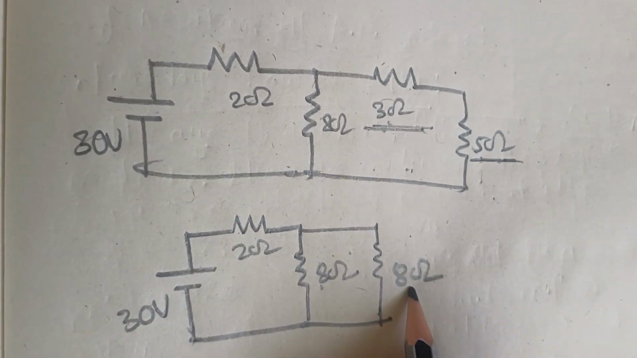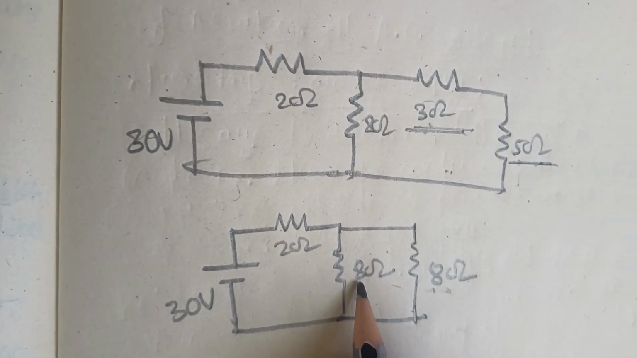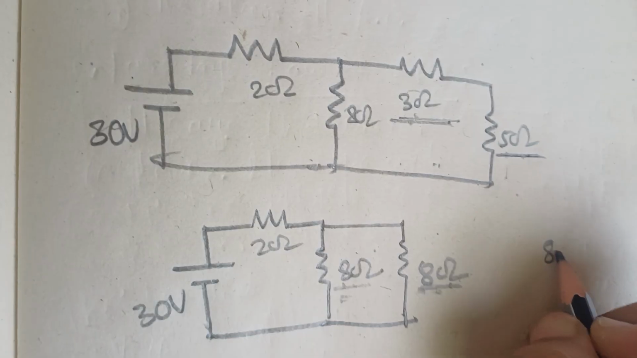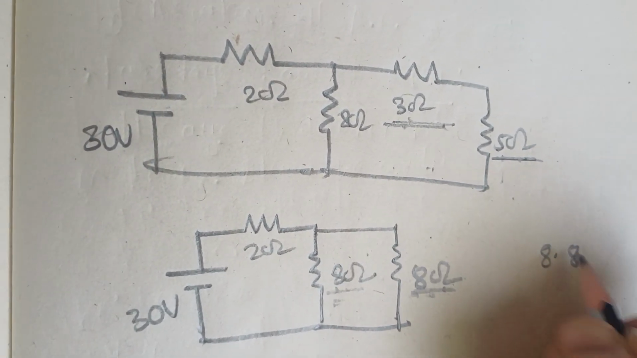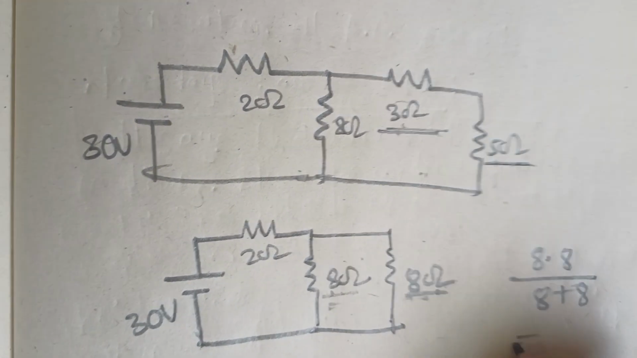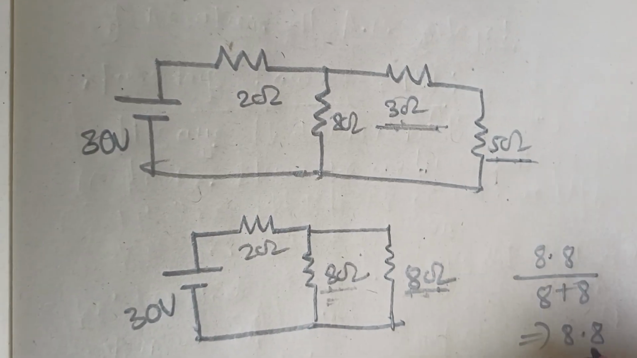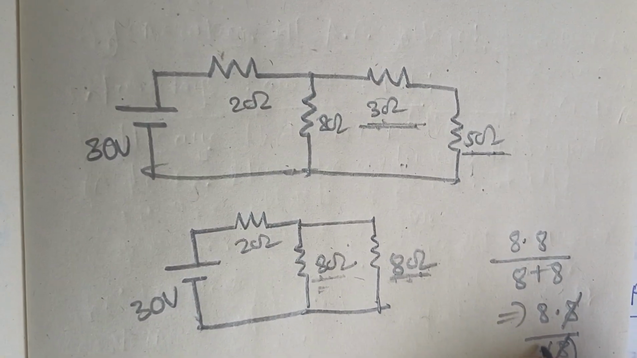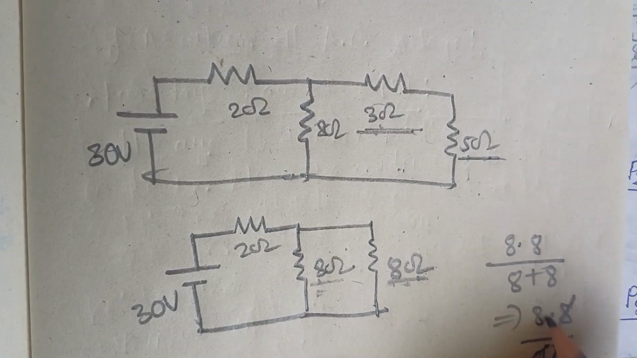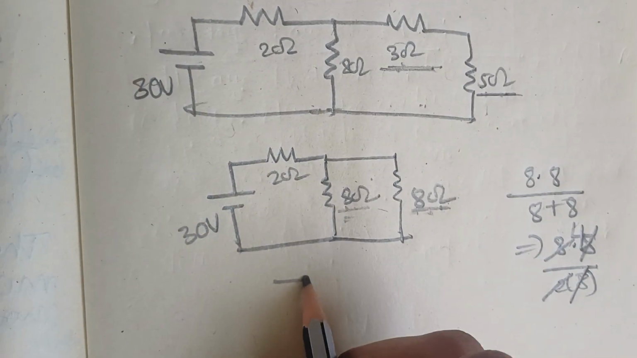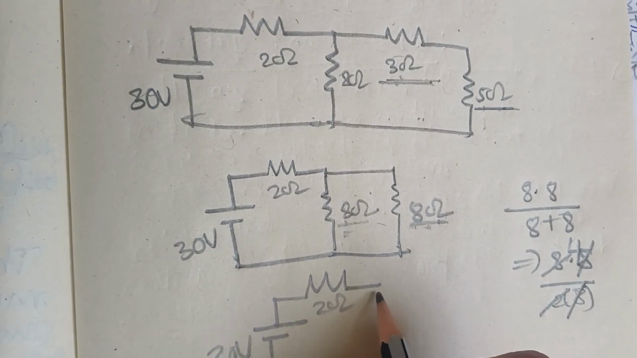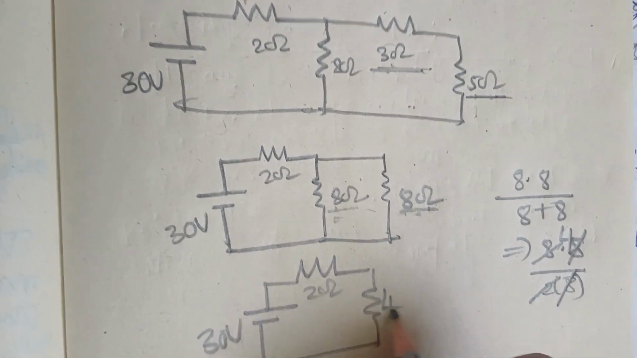Now your 8 ohm and 8 ohm are in parallel, right? So since these are in parallel, the effective resistance is nothing but R1 into R2 by R1 plus R2. So this is 8 into 8 by 2 times 8. Here your 8 and 8 get cancelled, and then you get 4. See, here you have a 30-volt battery, here 2 ohm, and here you have 4 ohm resistance.